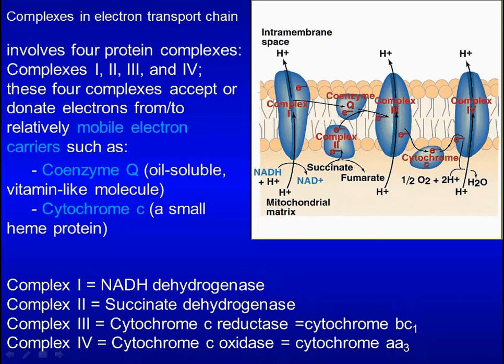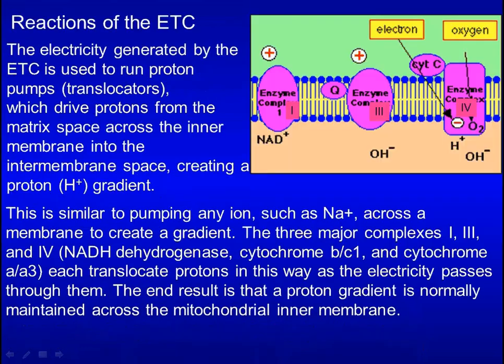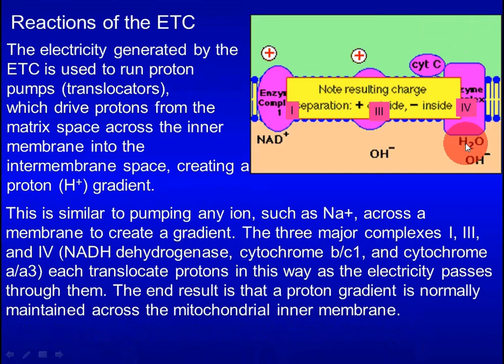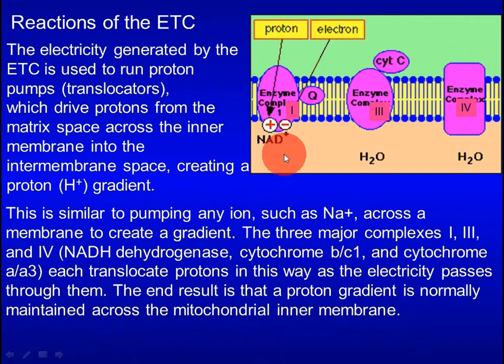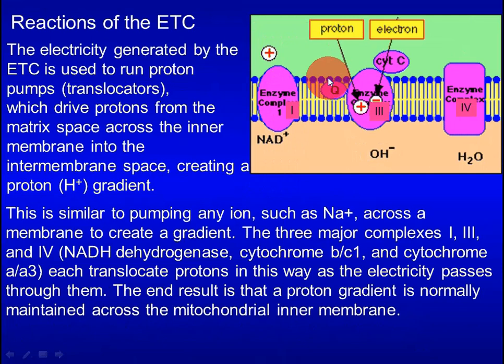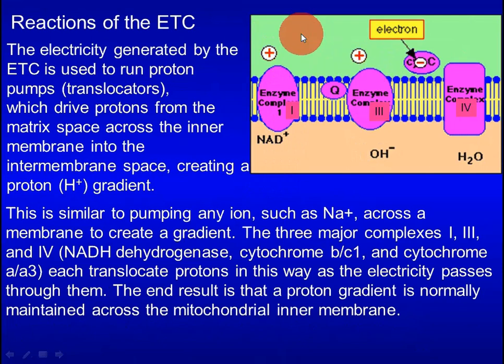Here, there's one complex very unique. This is complex 2. It sits on the one side of the mitochondrial membrane, facing the matrix, instead of across the entire membrane. This animation shows you complex 1, 3, and 4 work as proton pumps to pump proton from the mitochondrial matrix across the inner membrane into the intermembrane space, creating a proton gradient.